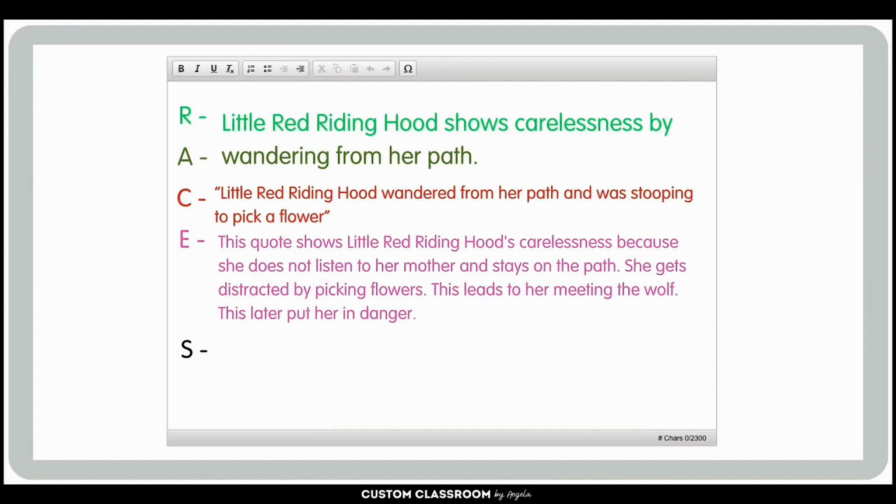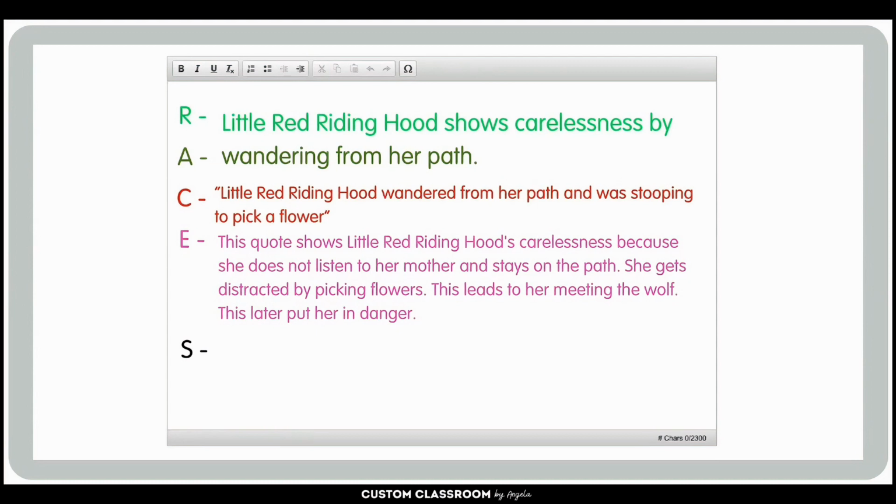So because of that, I then led into my explanation that this quote shows Little Red Riding Hood's carelessness because she did not listen to her mother and stay on the path. She gets distracted by picking flowers. This leads her to meeting the wolf. This later puts her in danger.